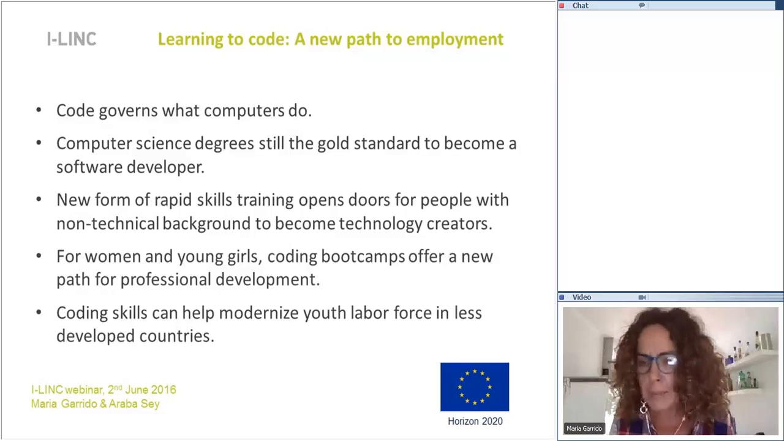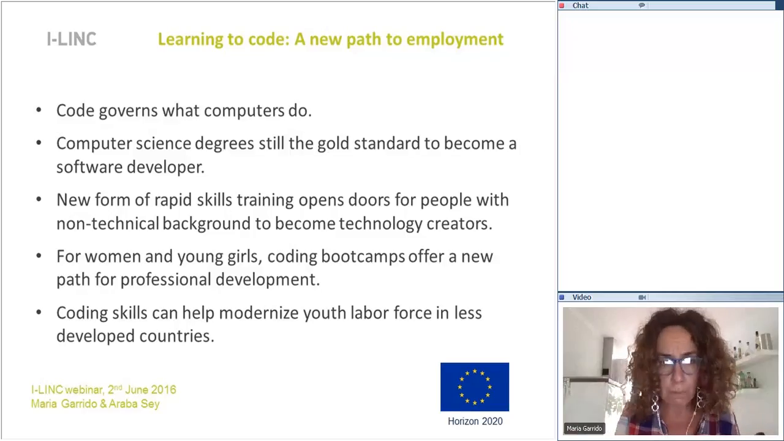And then, as the last consideration, coding skills can actually help less developed countries, but I also think it's important in the European context to modernize the youth labor force, right? So this is the context and the considerations.